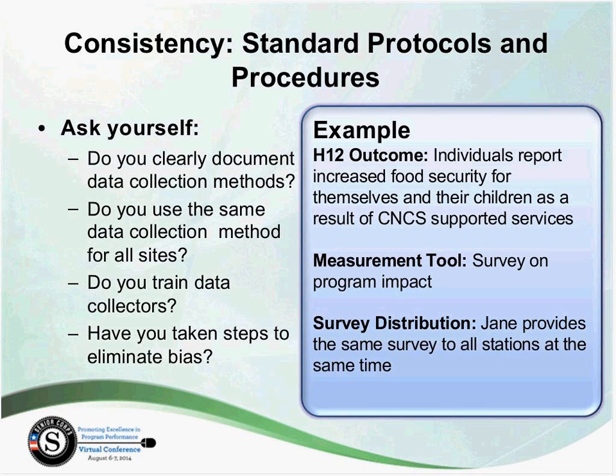Continuing with Jane's RSVP program. Jane checked her survey to make sure it is valid and reworded her questions to measure the increased food security of participants. She needs to ensure that the survey is disseminated consistently. Her plan is to provide the same survey, which contains the same 8 questions, to each of the 12 stations.